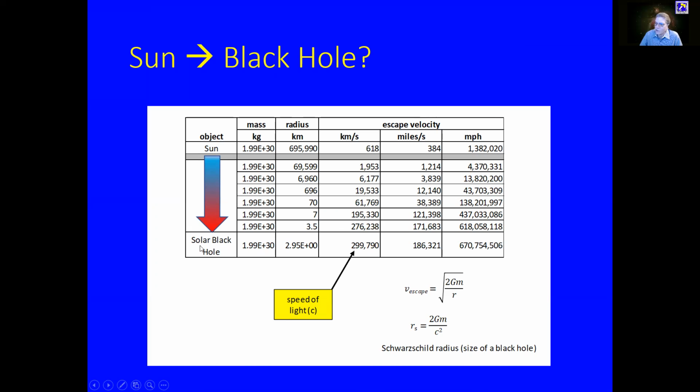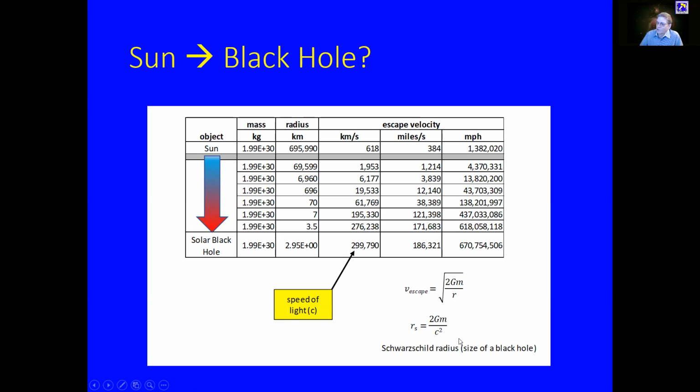It would be a solar mass black hole. It would have the mass of our sun. It would have the dimensions of something that has a radius of only 3 kilometers. In other words, its diameter would only be 6 kilometers, slightly less than 6 kilometers. And its escape velocity would be the velocity of light, which is, by the way, almost 671 million miles per hour.